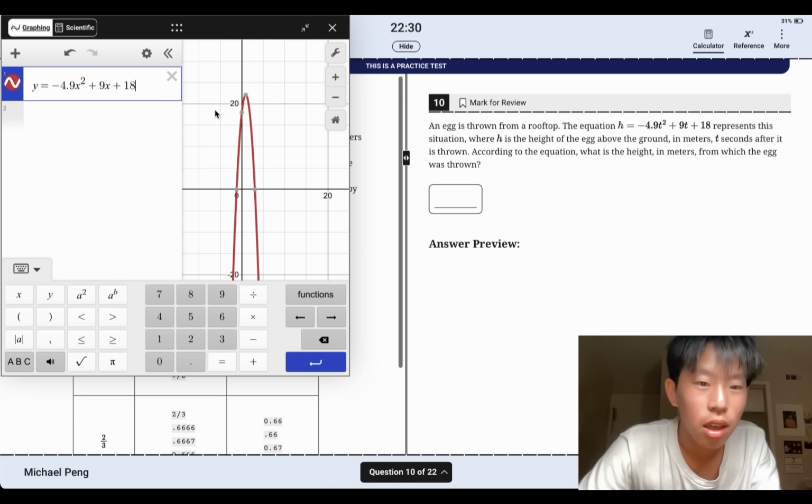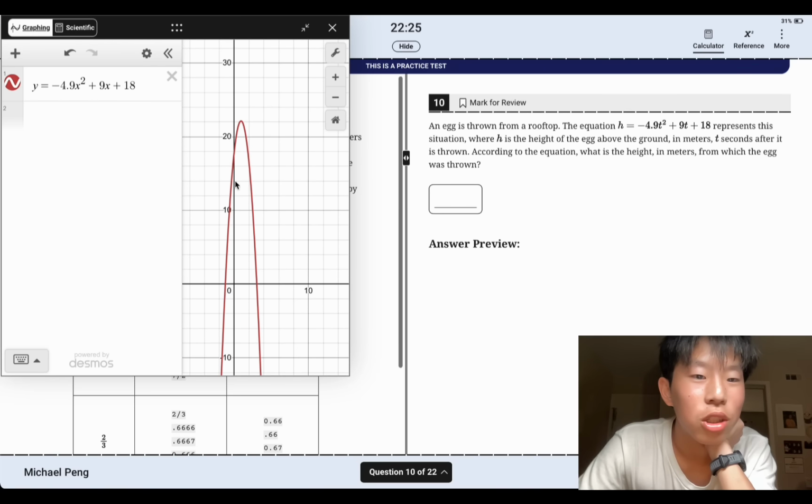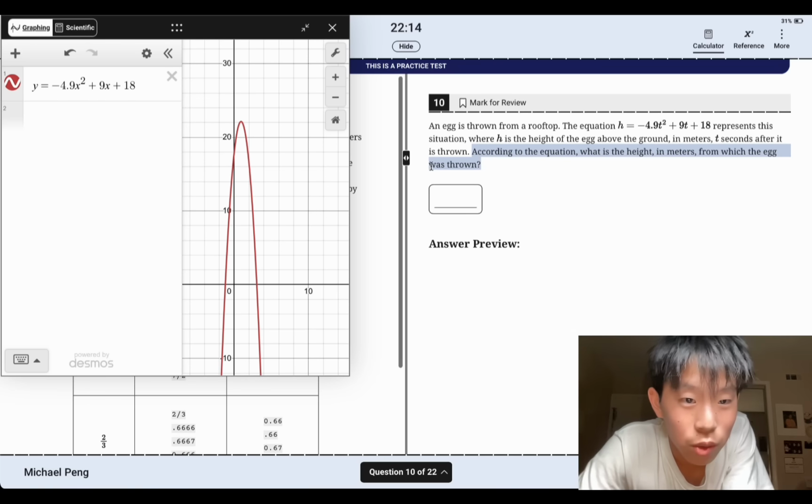9x plus 18. So what this basically is, it's just a graph of the egg. So he throws the egg all the way up, and then the gravity carries it down and it splashes down. So the question is saying, what is the height from which the egg was thrown?